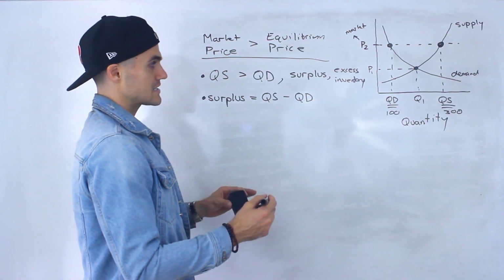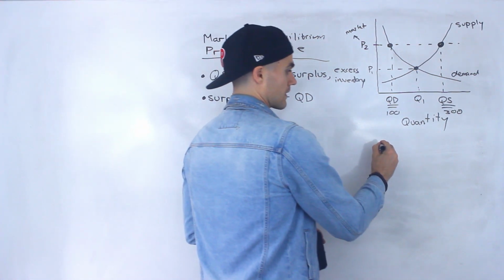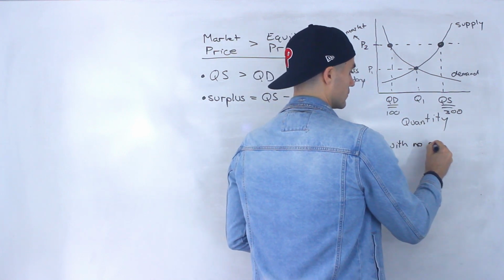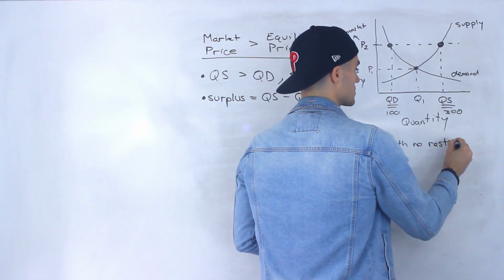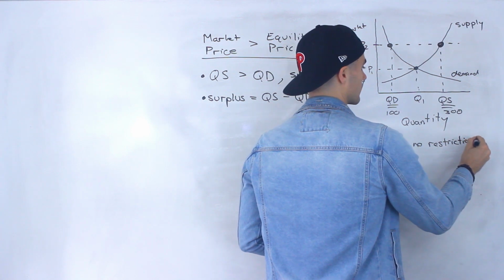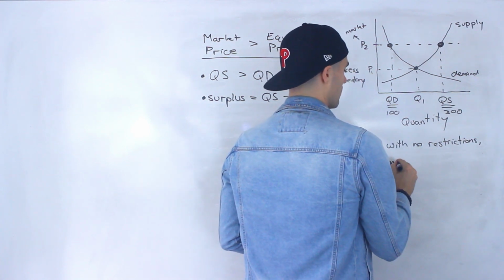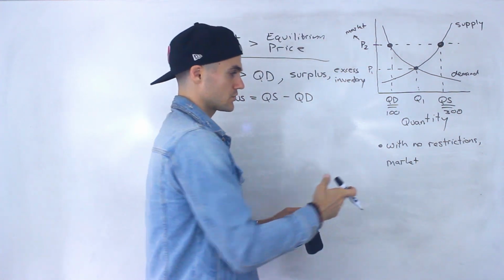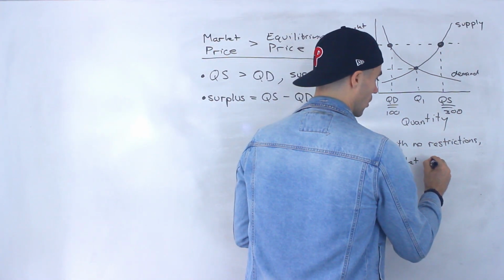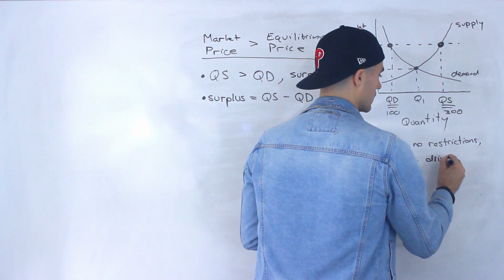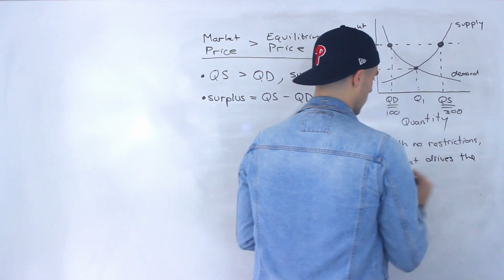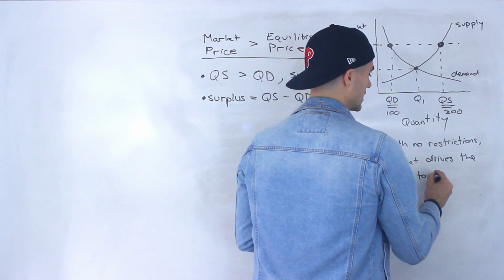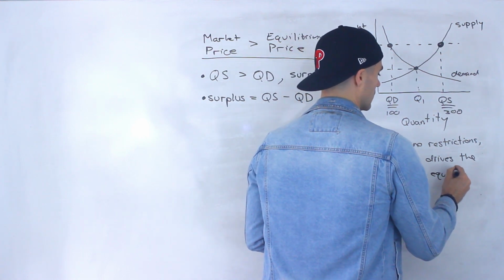Now, what happens in the market if there are no restrictions? That's important to note. With no restrictions, the market, or the interaction between consumers and producers, always drives the market price to the equilibrium price.